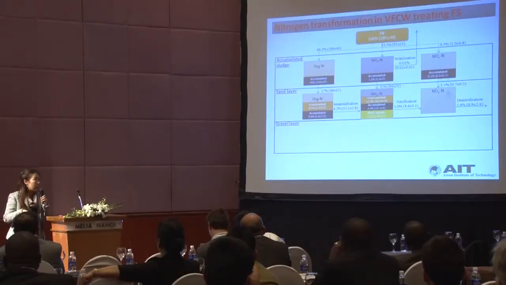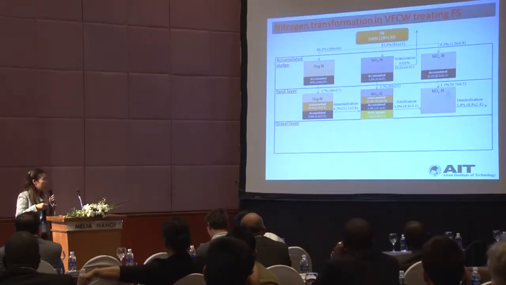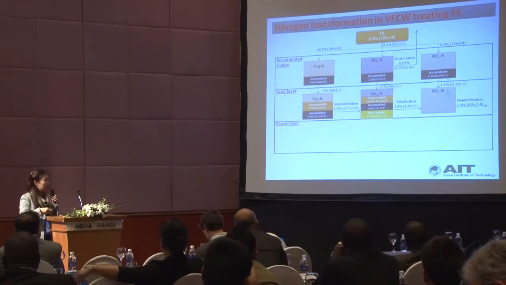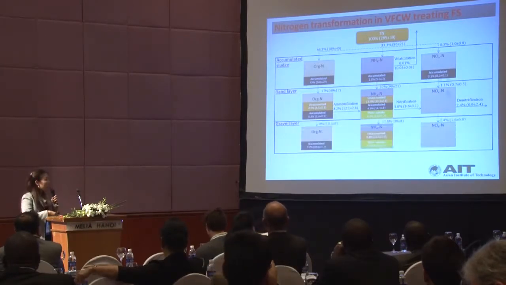Organic nitrogen changes to ammonia by ammonification, which is about 4%. After that, ammonia can also change to nitrite and nitrate, about 3%. And then the remaining can fall down to the bottom part, which is the gravel layer.